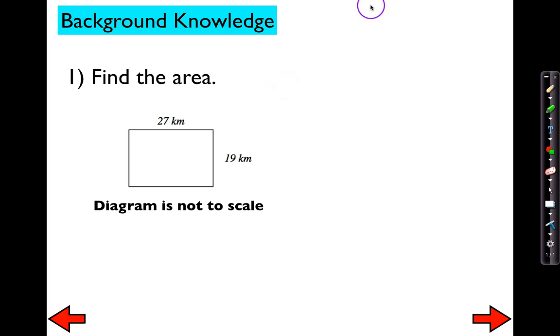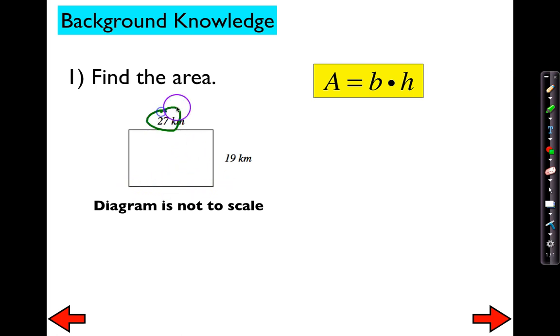In order to find the area, we need to do base times height. So here, typically base is towards the bottom. So in this case, I'm going to say the base is 27. So I'm going to write area equals 27 times the height, which is in this case a 19. Now it's just a matter of multiplying them together. 27 times 19 is 513.